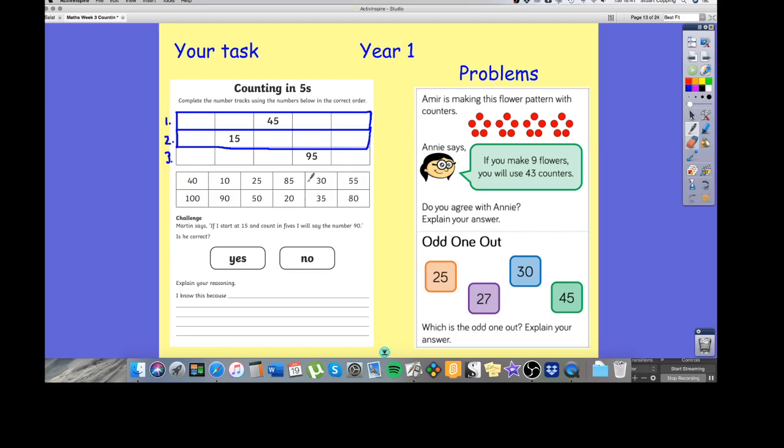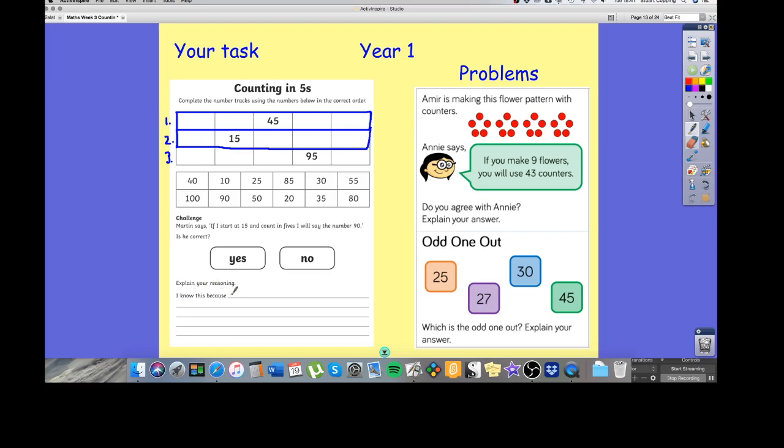When you've put a number in, cross it off down here, and then you know it's not going to be used again in any of the other ones. Once you've done that, and you've crossed out all the numbers, you've got your challenge question. Martin says, if I start at 15 and count in fives, I will say the number 90. Is he correct? Yes or no?